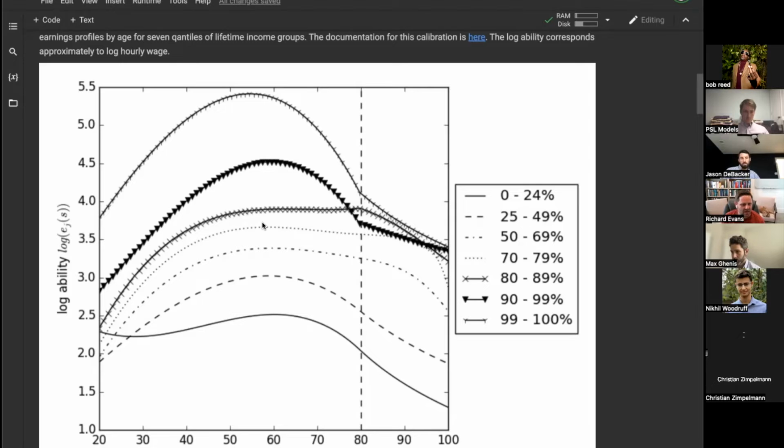So that top line is the top 1% of lifetime earners and what happens to their hourly wage over their life from age 20 to 80. And then the bottom dark line is the bottom quartile, 0 to 25%. What is their hourly wage over their lifetime? So we need something that goes from 80 to 100.